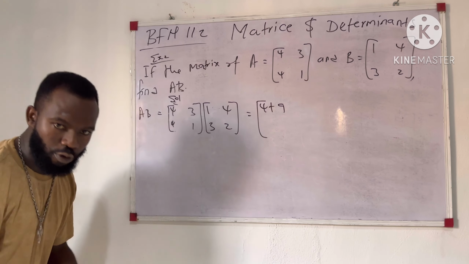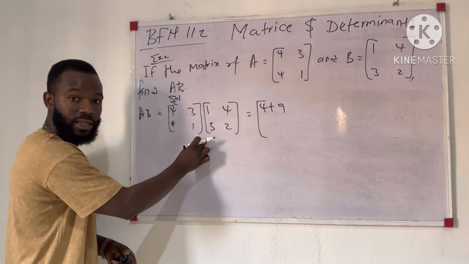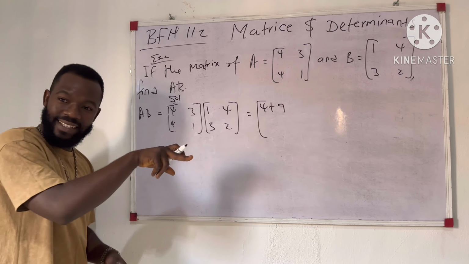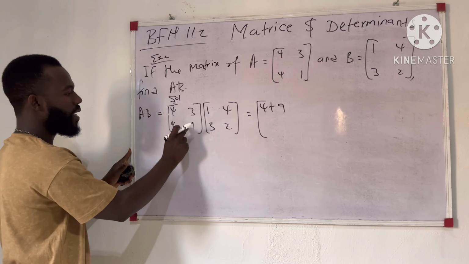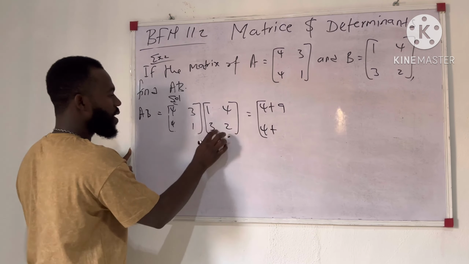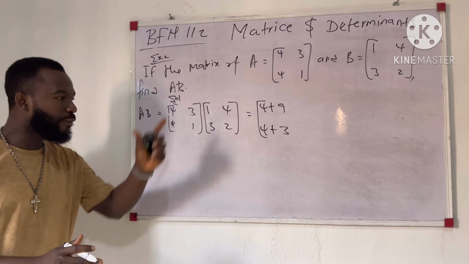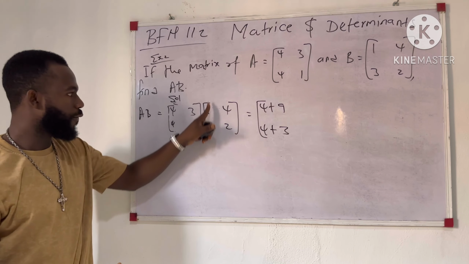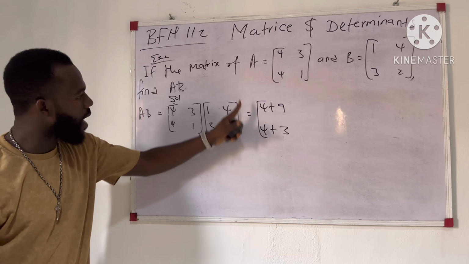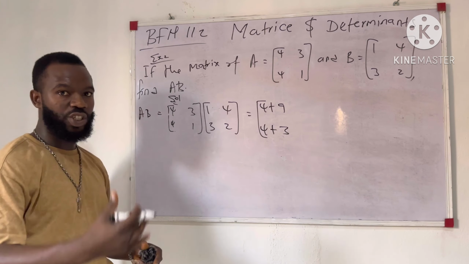Now let's go to the second row, which is this 4 1. The way we multiplied the first row with the first column, we're going to multiply it the same way. So here becomes 4 times 1, and here becomes 1 times 3. So 4 times 1 gives us 4, plus 1 times 3 gives us 3. So we are done with the first column. Now we'll go to the second column. Everything that happened here will happen again, but this time with 4 and 2, which is the second column.